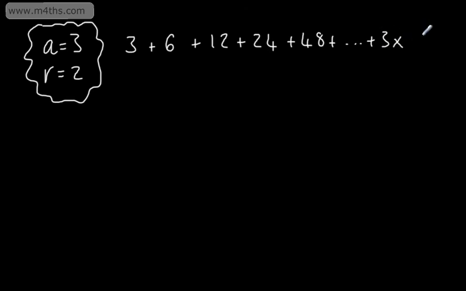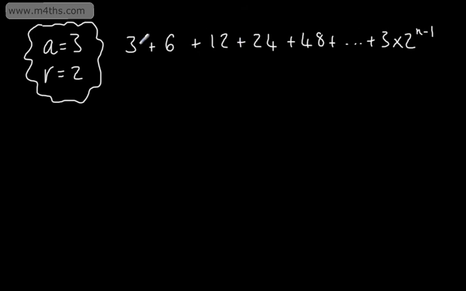Let's look now at generating the first few terms of this geometric series. The first term is going to be 3. We now need to add to that 3 times by the ratio of 2, which is going to give me 6. We then need to multiply by the ratio again, which is going to give me 12. We multiply by the ratio again, which is going to give me 24. We multiply by the ratio again, which will give me 48. And then, of course, we can continue this up to now the nth term. And the nth term will simply be 3 times by 2 to the power of n minus 1.